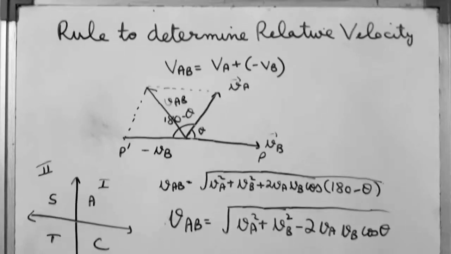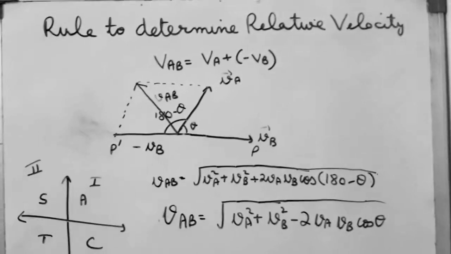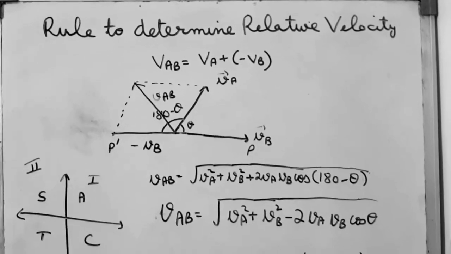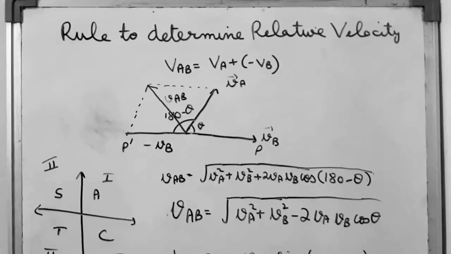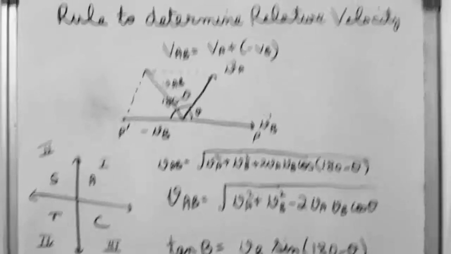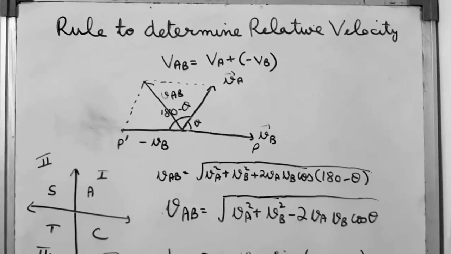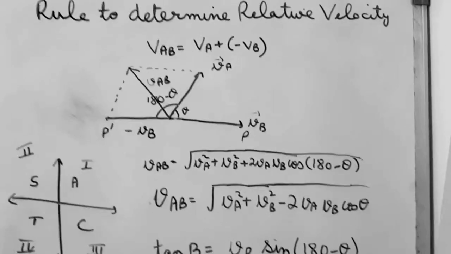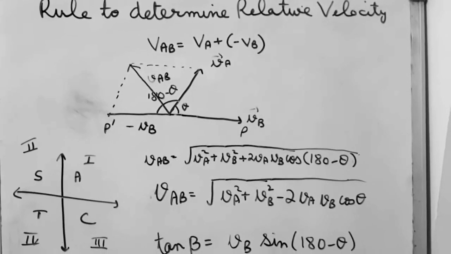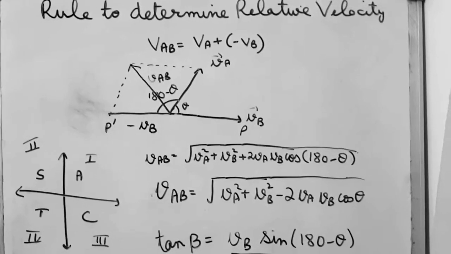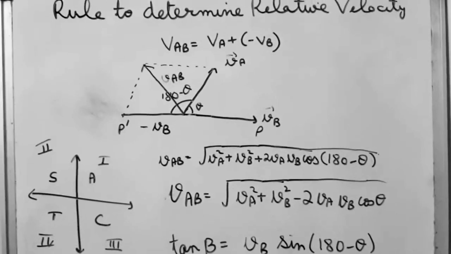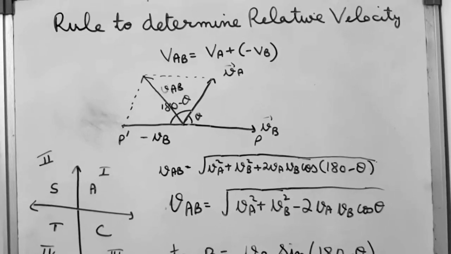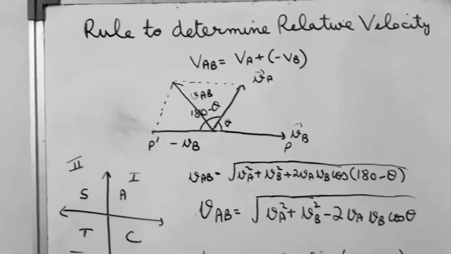Good morning students. Today we are going to find the relative velocity of the two bodies by using the resultant vector method. Earlier we have studied that the relative velocity of two bodies, that is VAB, is equal to VA plus minus of VB. So here we have two vectors. Here we have to take the negative of the second vector and the first vector is taken as positive.